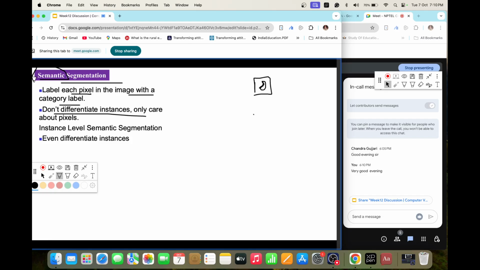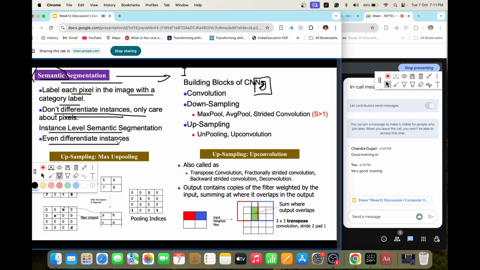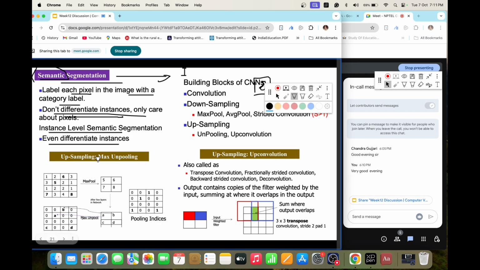Semantic segmentation does not differentiate instances. For example, if two bananas are there, it will segment them as a single thing, because only the banana class is there. But if you move from semantic segmentation to instance segmentation, you also get the number of instances. The two bananas will be segmented one by one, so instance-level segmentation even differentiates the instances.